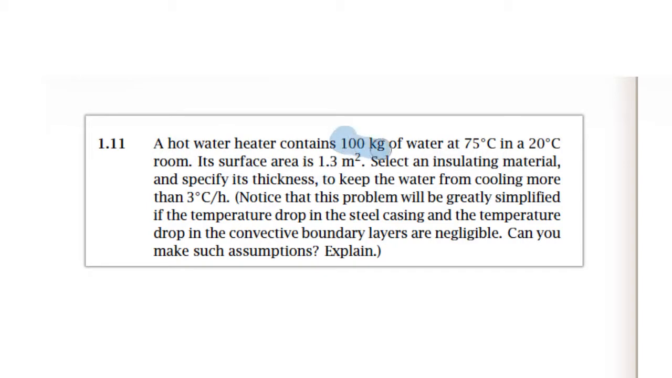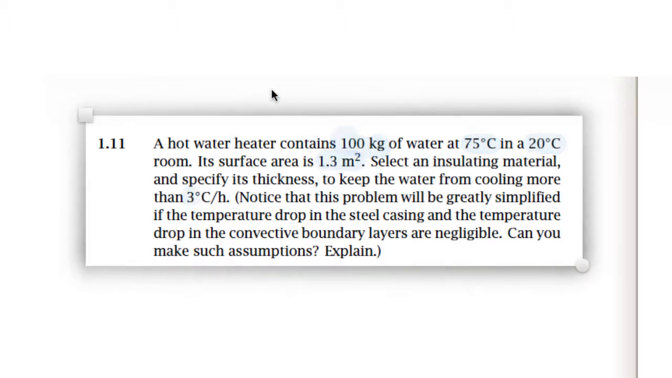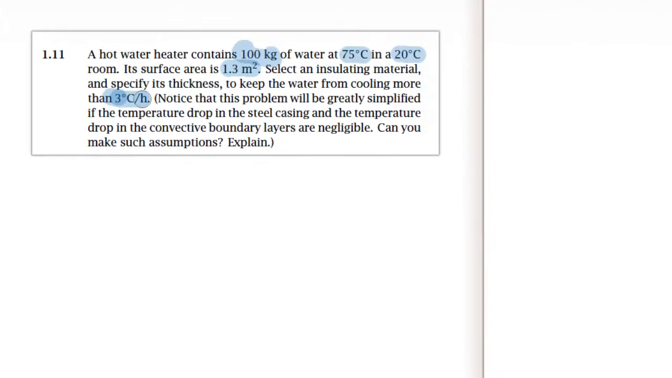Okay, and the problem is I'm going to go ahead and highlight some of the important data. So we have 100 kilograms of water, 75 degrees inside, 20 outside, 1.3 square meters of area on this heater. And we want this to insulate so that there's less than 3 degrees C drop per hour in the temperature. So they give you some suggestions about how to simplify it.